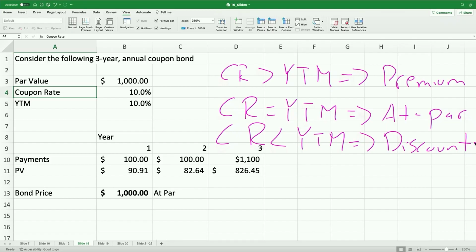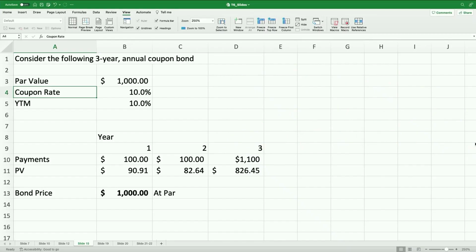Okay. So that's the important relationship between coupon rates and yield to maturity. Coupon rate above yield to maturity, the bond trades at a premium to par. You'll find a bond price which is above the par value. Coupon rate equal to yield to maturity, it will trade at exactly the par value, in this case 1,000. Coupon rate less than yield to maturity, it trades at a discount to par. The bond price will be below the par value. Good. Back to our slides.